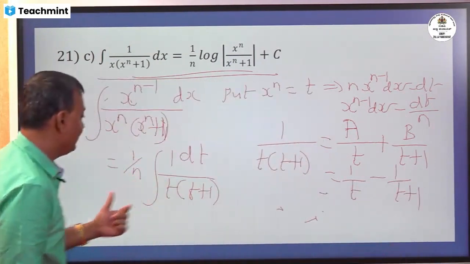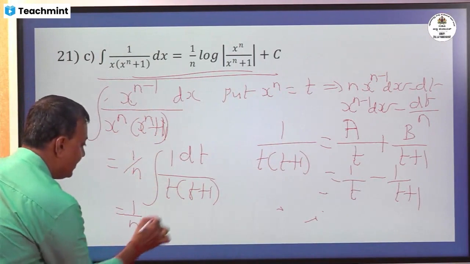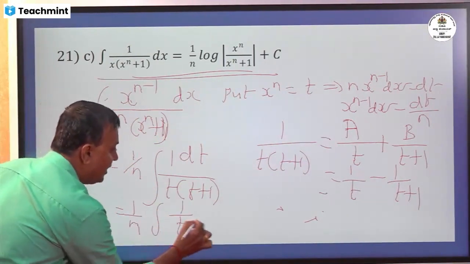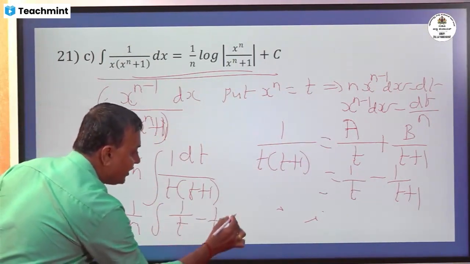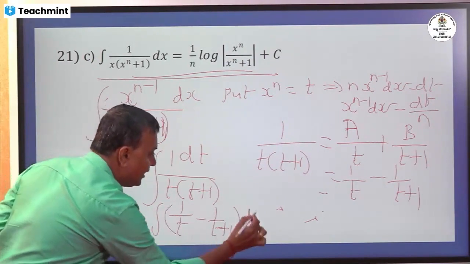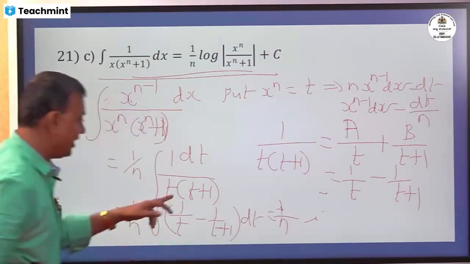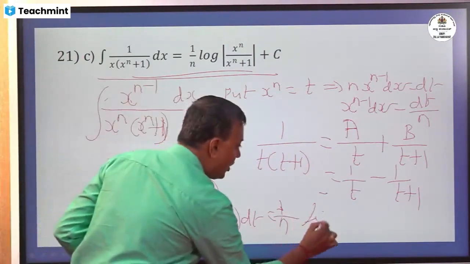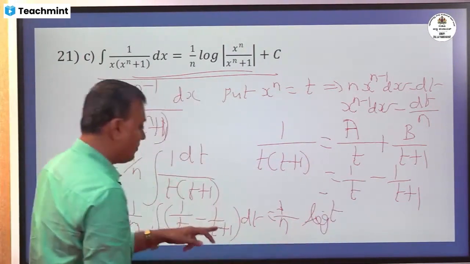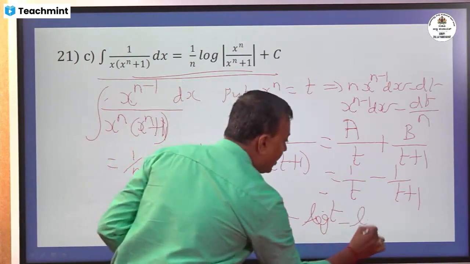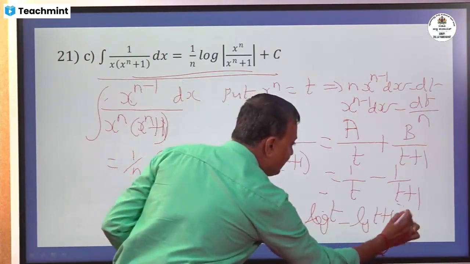So here substitute 1 by n integral of 1 by t minus 1 by t plus 1 dt. This is equal to 1 by n. So what is the integral of 1 by t? Log t. What is the integral of 1 by t plus 1? Log of modulus of t plus 1.